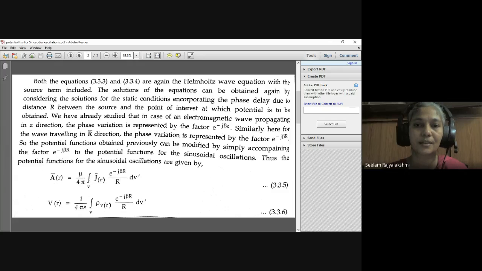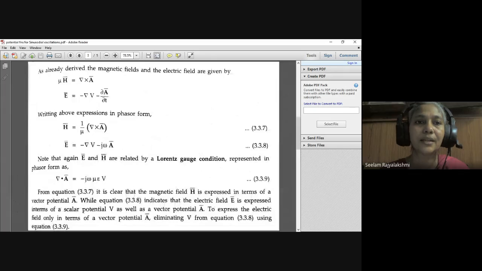These two are the equations for the sinusoidal oscillations of the wave traveling in the r direction. As already derived, the magnetic and electric fields are given by the relations we have already derived.